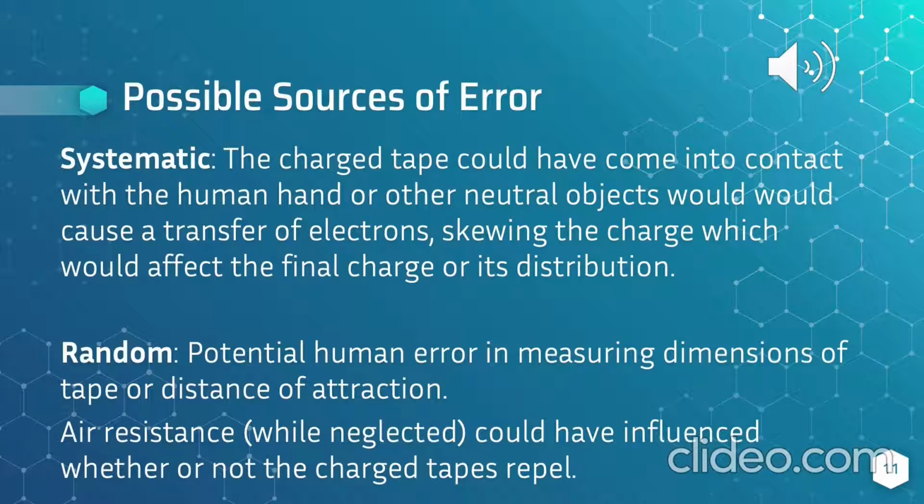Just like in the last lab, there are possible sources of error. Systematic errors include the charged tape coming into contact with a human hand or other neutral objects that would cause a transfer of electrons, skewing the charge, which would affect the final charge or how the final charge is distributed. Random sources of error include potential human error measuring dimensions of tape or distance of attraction, or air resistance, which, while chosen to neglect, could have influenced whether or not the charged tapes repel, and the magnitude of which they did.